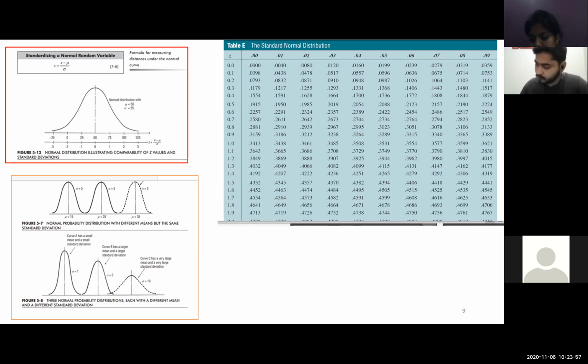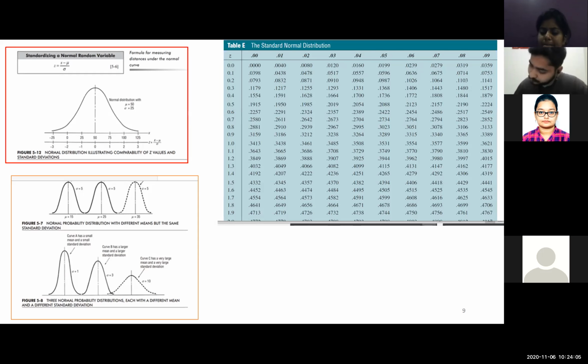Asmita Chatterjee, madam. Asmita, you are there. Yes, sir, I'm there. I'm having some network issues. So when Z is 0.7, what will the probability be? There is 0.7, so it will be 0.2580. Wow, all of you are clear.